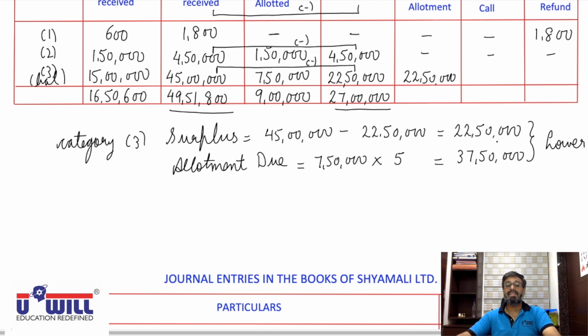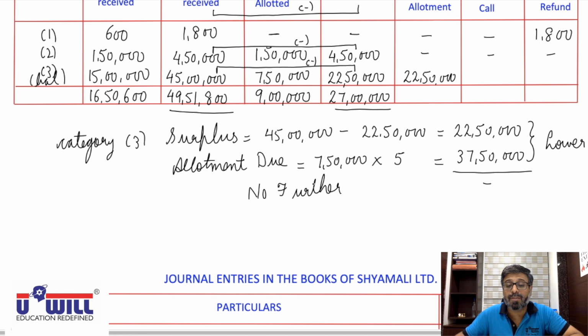Means remaining 37,50,000 minus 22,50,000, 15 lakhs we still have to collect from the shareholders, and there is no further surplus remaining. The amount was insufficient for allotment itself. So no further surplus remains to be adjusted with call or to refund.